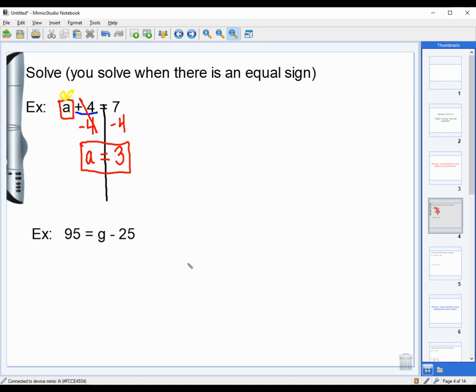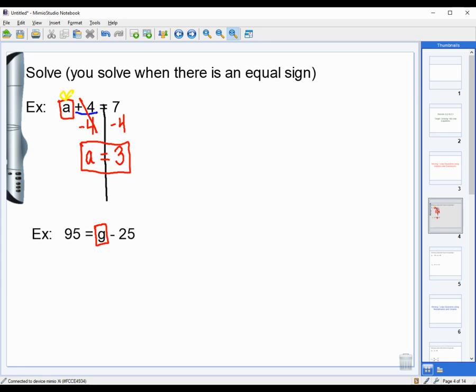Okay, let's go ahead and focus on this second one now. So we've got 95 is equal to G minus 25. So the first thing I'm going to ask you to do is find your variable. Okay, so there's my variable. I know my variable is G. I'll call it my present here. Okay, my present is G. So I'm trying to get this present here by itself, get everything away from the present.